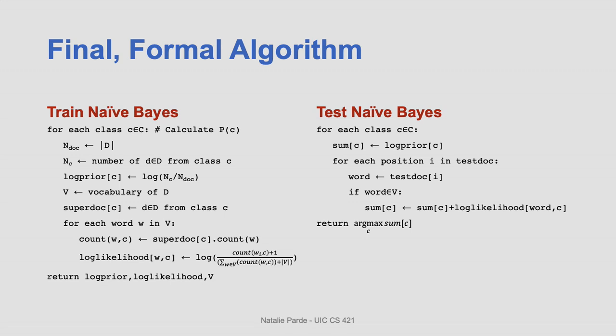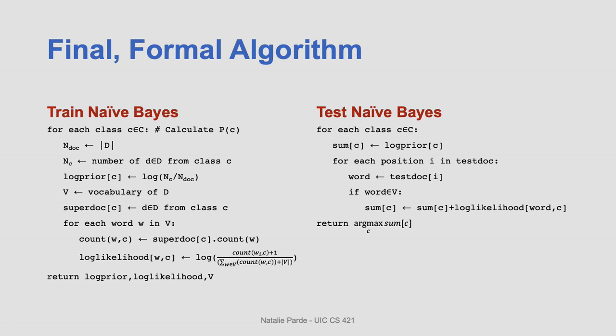Testing a naive Bayes model is even simpler. For a given test instance, we'll again loop through each class. We'll get the prior probability for the class, and then loop through each word in the test instance. We'll check to see if the word is in our vocabulary since we're ignoring words that weren't present in the training set. And if it was, we'll find the log likelihood for the word given the class based on what we computed when training the model.